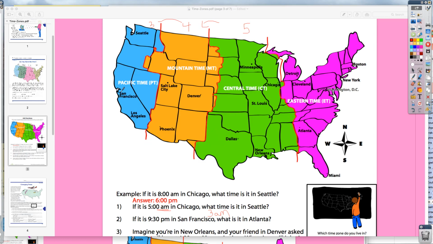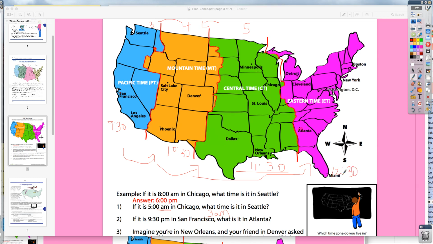Now we're going to go the other way for number 2. If it's 9:30 p.m. in San Francisco, so 9:30 at night, what time is it in Atlanta, which is way over here? When we go west, we count down. When we go east, we count up, because time happens first in the east. So if I have 9:30 in the blue, in Mountain Time, it's going to be 10:30. In Central Time, it's going to be 11:30. And in the purple, which is Eastern Time, it's going to be 12:30.